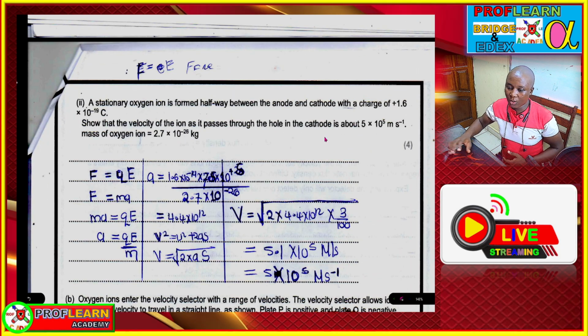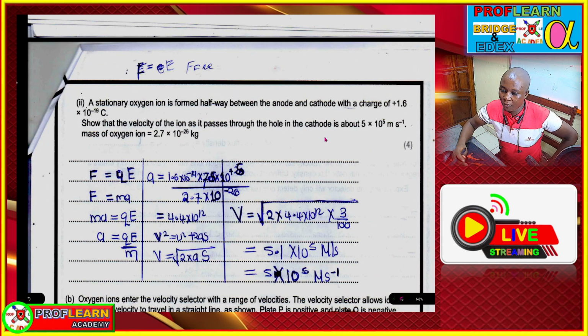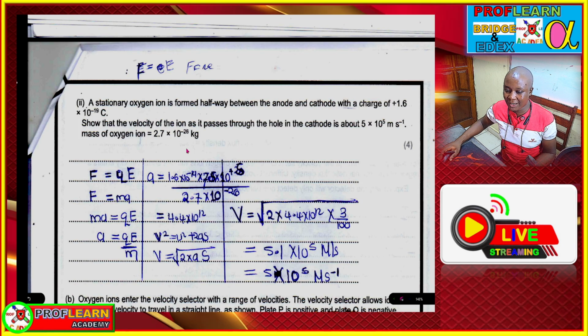A stationary oxygen ion is formed halfway between the anode and the cathode. Show that the velocity of the ion as it passes through the hole of the cathode is about 5 times 10 to the power 5 meters per second. The mass of oxygen is that.